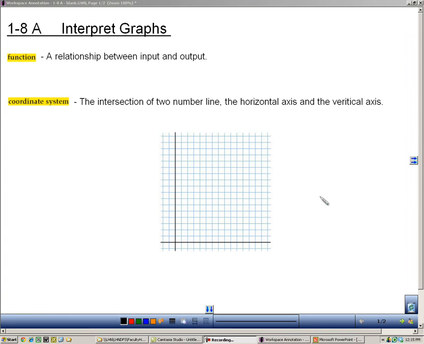Section 1.8a is about interpreting graphs. We're going to teach you to look at graphs and interpret them to know what they're saying, how to examine the relationship. These are typically graphs that you might see in books or in magazines or on TV or whatnot.